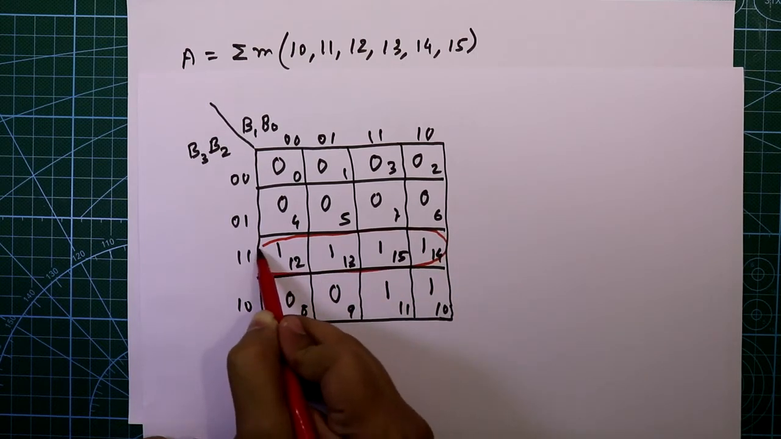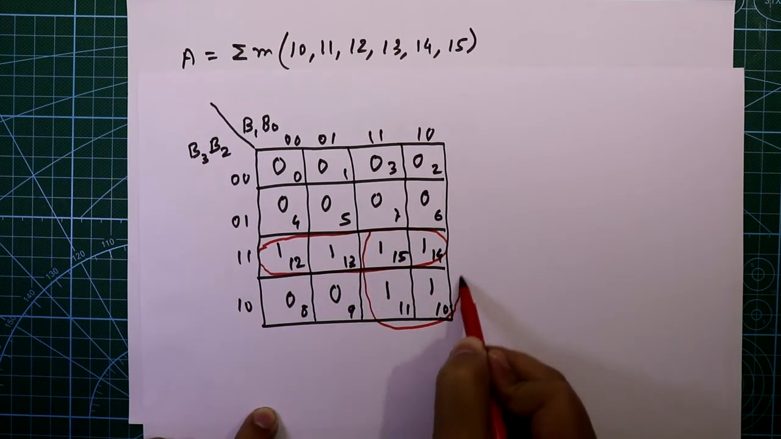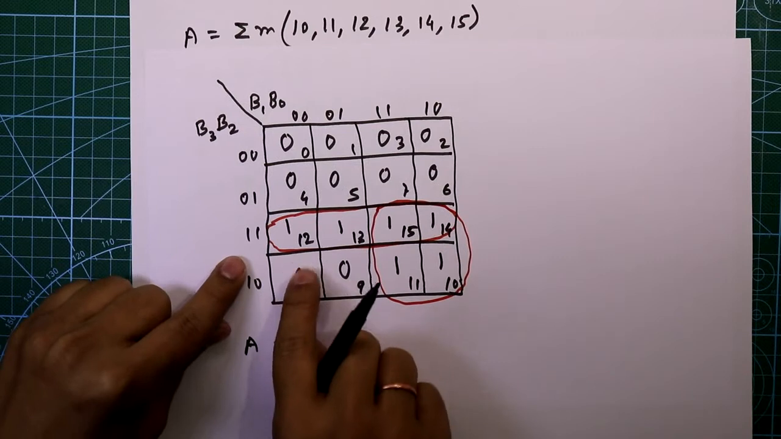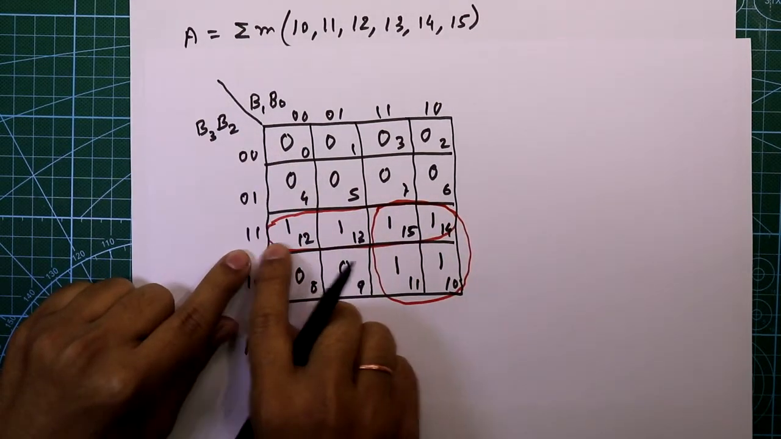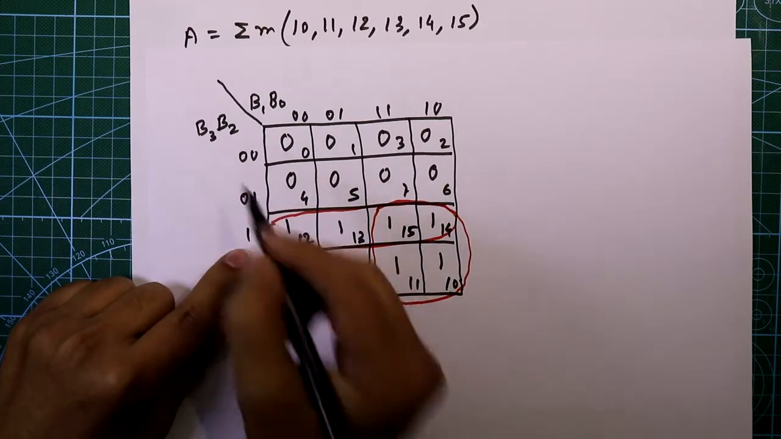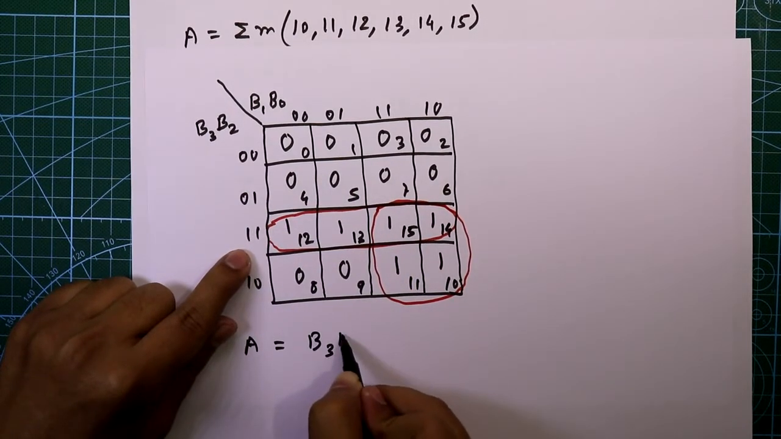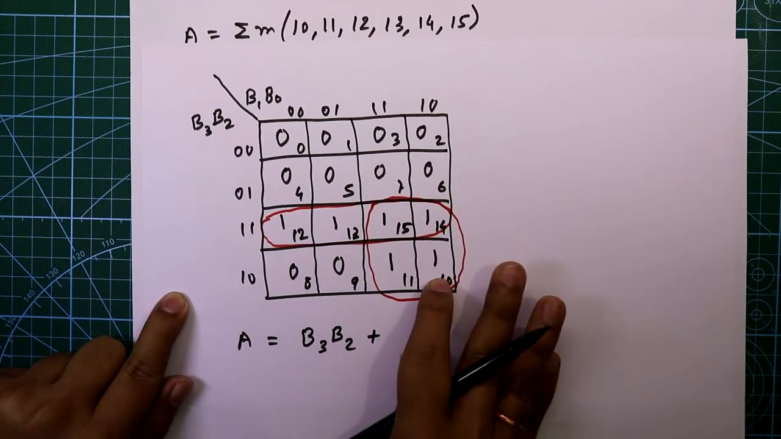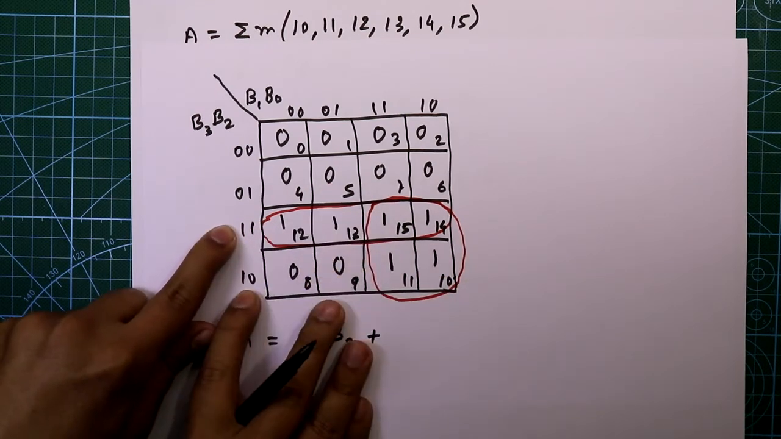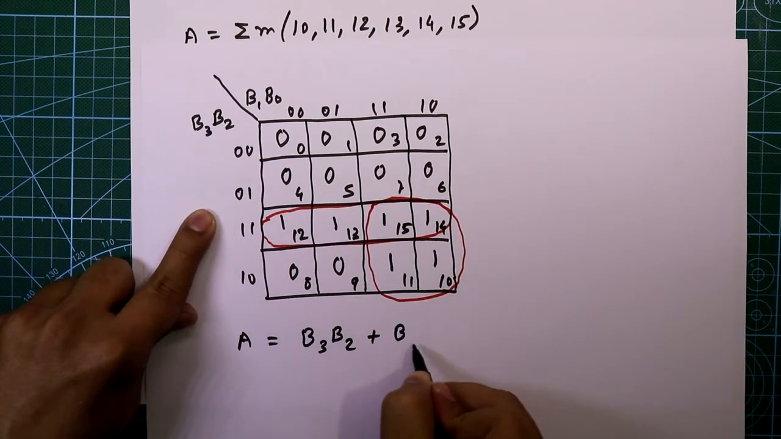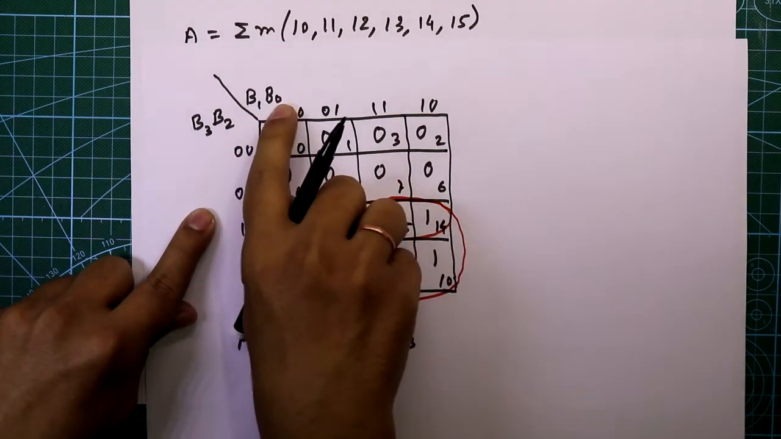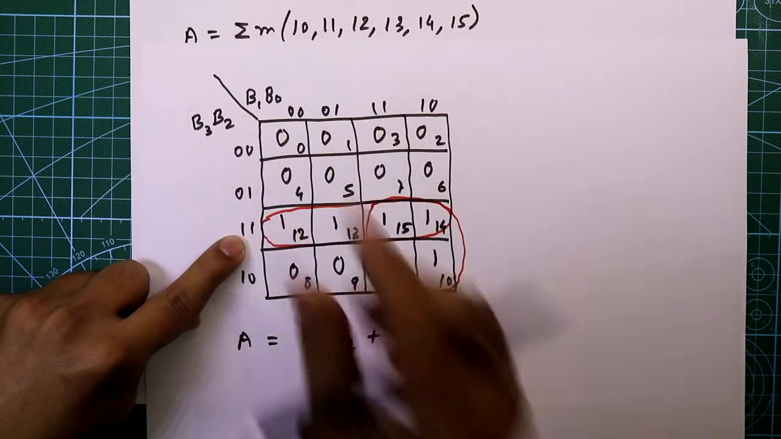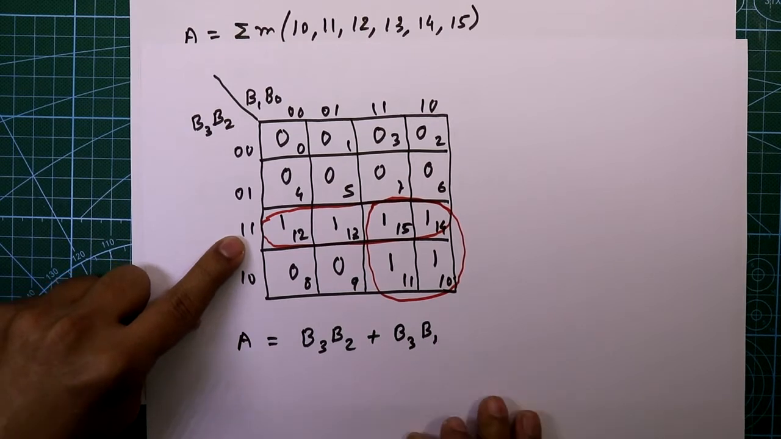Here we have one group, and another, this one. So we can write A equals, first see this group: only B3 and B2 are common, and others are not common. So B3 B2, plus. And for this group, B3 is common, and on this side only B1 is common. B0 is 1 and 0, so B1 is common. So this is our A: A equals B3 B2 plus B3 B1.